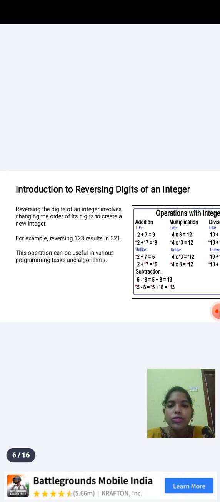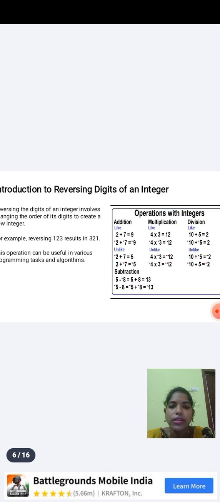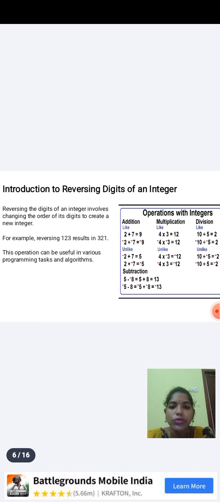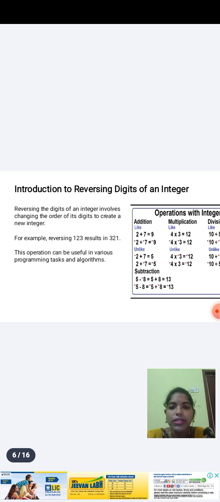Next, introduction to reversing digits of an integer. So here, for example, reversing the digits of 1, 2, 3 results in 3, 2, 1. In addition, multiplication and division are different ways. Reversing the digits of an integer involves changing the order of its digits to create a new integer. So basically, for example, 1, 2, 3 or A, B, C.